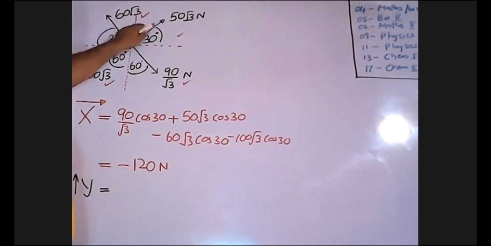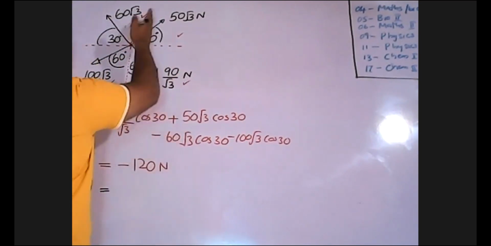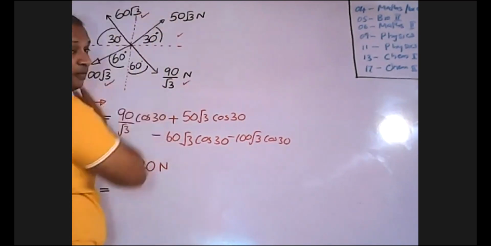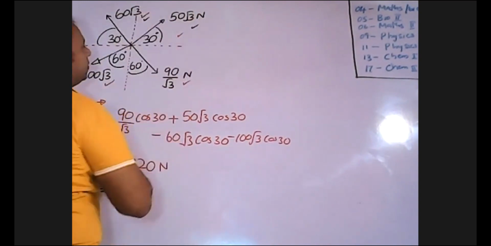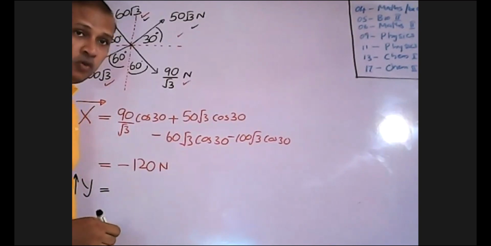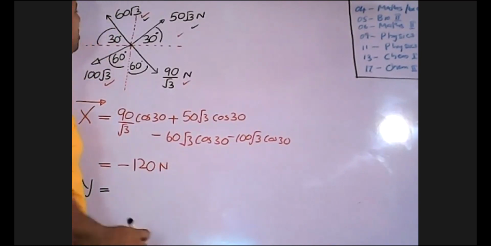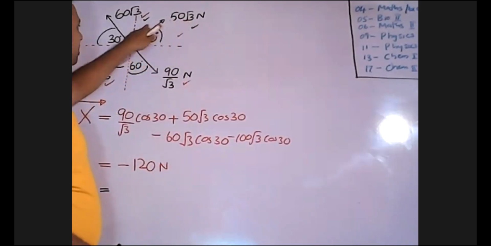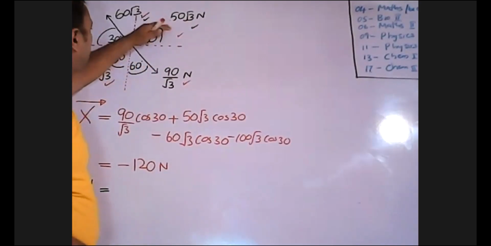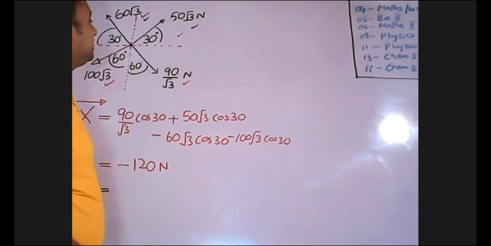These two are positive. If I resolve this into the y direction, these two are positive. Therefore, I am going to take those two forces first: 50 root 3 cos 60. This angle is 60. Therefore, 50 root 3 cos 60.